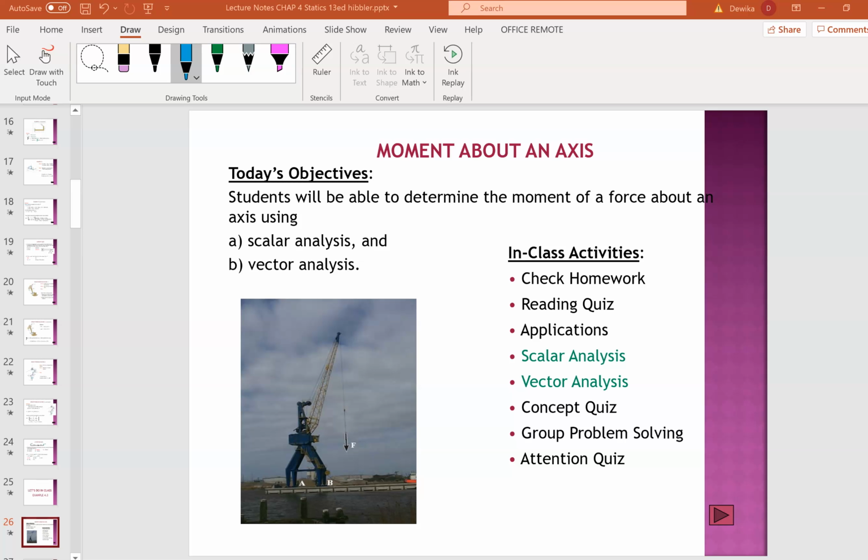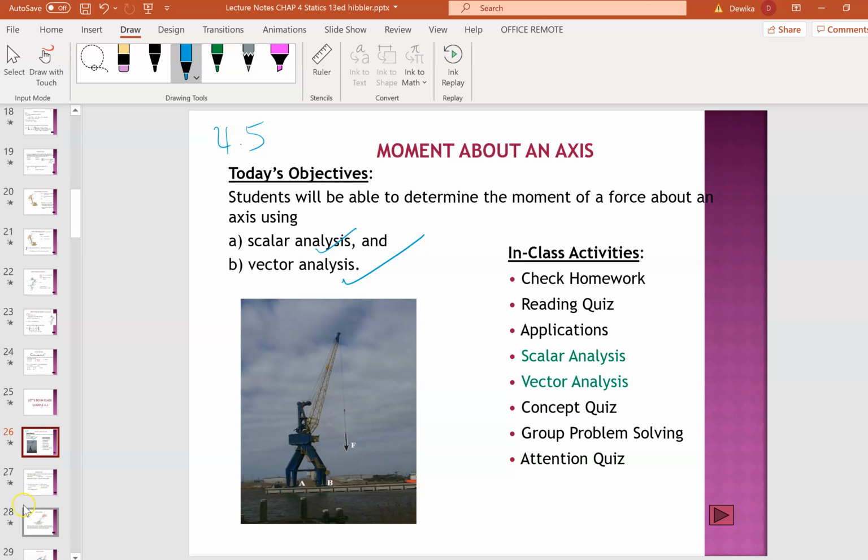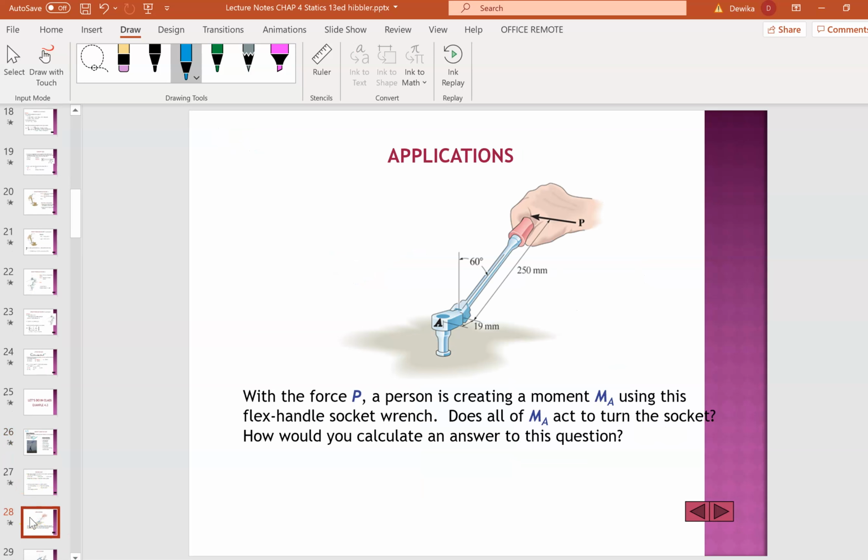Welcome back. We are looking at chapter 4.5, which is moment of a force about a specified axis from the textbook. At the end of the lesson, students will be able to determine the moment of a force about an axis using the scalar analysis and also vector analysis. Using the scalar analysis, let's look at, or before that, the application.